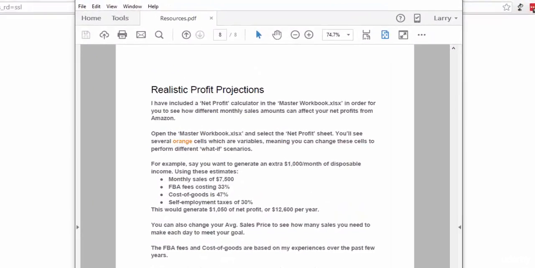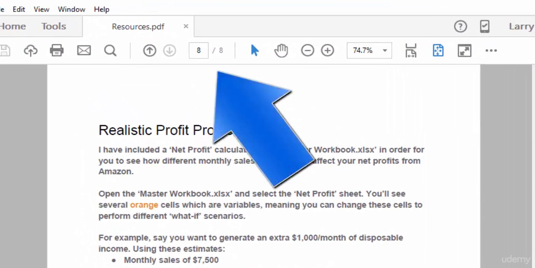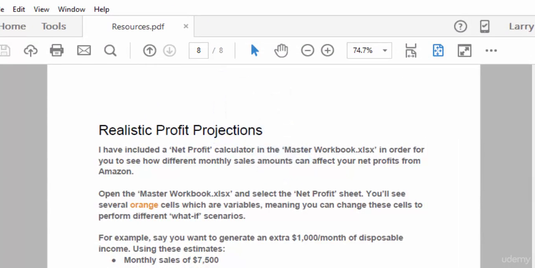In this lecture, we'll look at how to make some realistic profit projections. I've included a net profit calculator in the master workbook in order for you to see how different monthly sales amounts can affect your net profits from Amazon. Open the master workbook and select the net profit sheet.